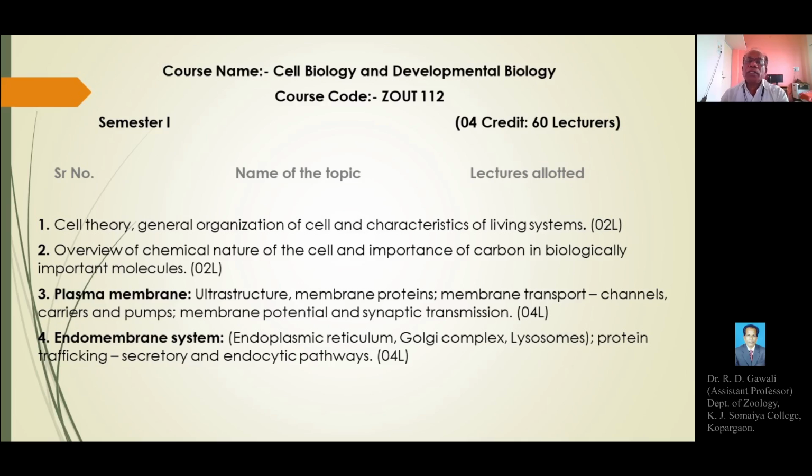Then the third topic is the plasma membrane. Already in cellular biology, in our first year BSc, we have studied the structure of the plasma membrane, that is the ultrastructure of the plasma membrane proposed by Singer and Nicolson, which we have already studied. So here also we are going to study the plasma membrane.